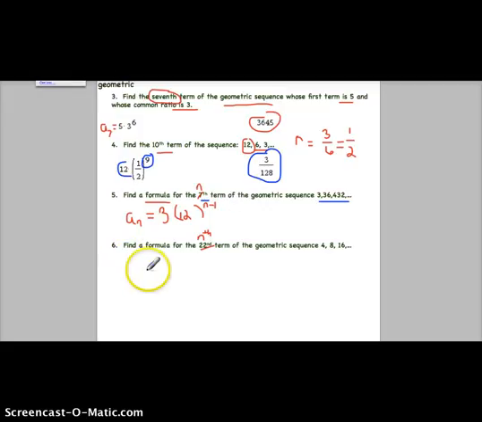So for number 6, find a formula for the nth term, a sub n equals the first term times our common ratio. And our common ratio, 8 divided by 4 is 2, 16 divided by 8 is 2. So our common ratio is 2, and that is raised to the n minus 1 power. So that's pretty simple, finding the nth term for a geometric sequence.